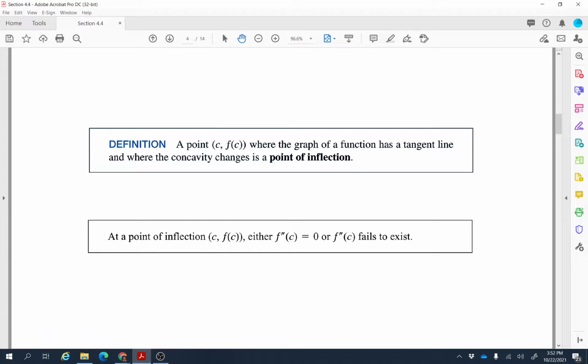So if you would like to find the point of inflection, meaning where the graph is changing its concavity, then you need to find the second derivative. If you cannot find the second derivative at some point, that is the inflection point. Or if the second derivative is 0 at some point, then that is your inflection point.